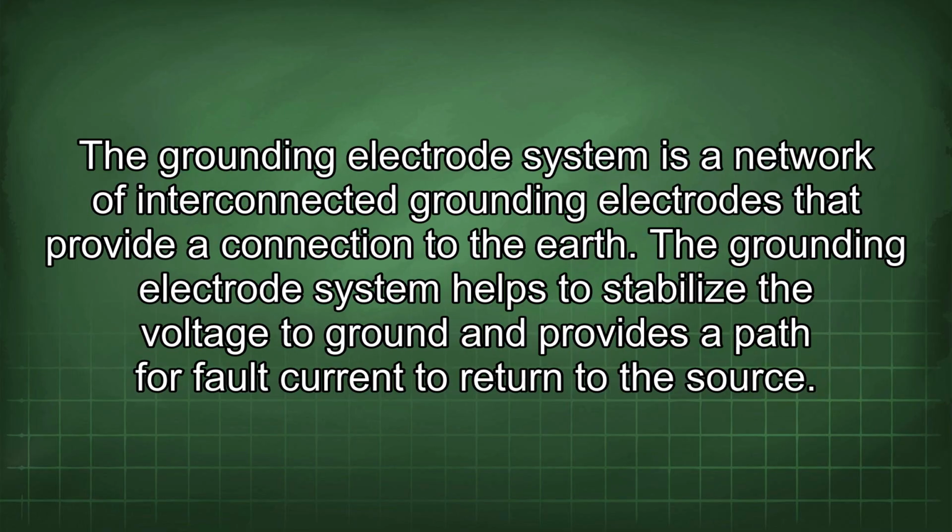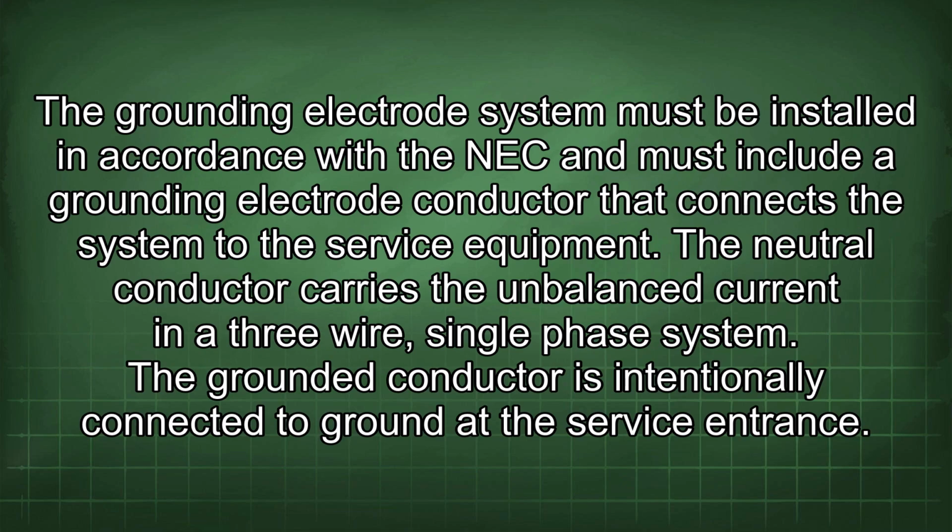And also the grounding electrode system. The grounding electrode system is a network of interconnected grounding electrodes that provide a connection to the earth. The grounding electrode system helps to stabilize the voltage to ground and provides a path for fault current to return to the source. The grounding electrode system must be installed in accordance with the NEC and must include a grounding electrode conductor that connects the system to the service equipment.